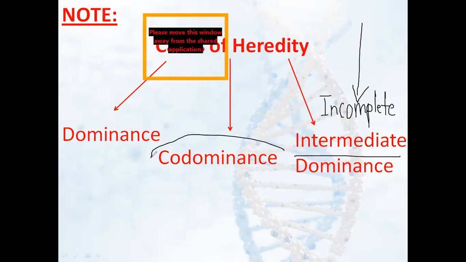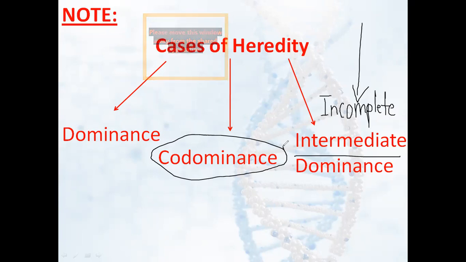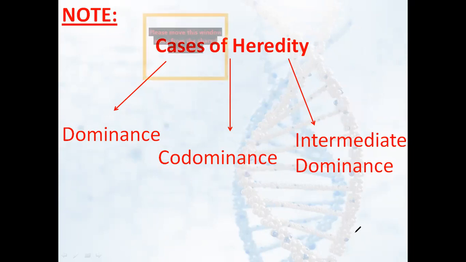Third case, which we talked about and are going to practice a question on, is the case of codominance. Codominance means that both are dominant, like the case of intermediate, but in codominance both of them are expressed. So we have co-expression. Example about this, the blood group AB. Allele A and allele B are dominant, so the individual has blood group AB.